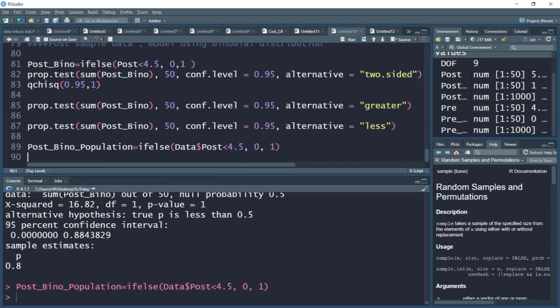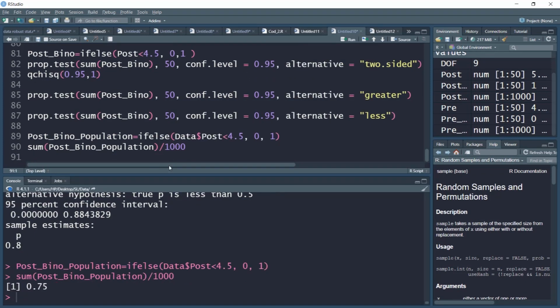So now I can see in the population itself what is the proportion of those individuals having a score of 1. Let us see that. And if I run this, it's 75%, which clearly indicates that the individuals having a score of 1 are almost 75% in the entire population. This also is a very clear signal that there is indeed some impact of training and development.